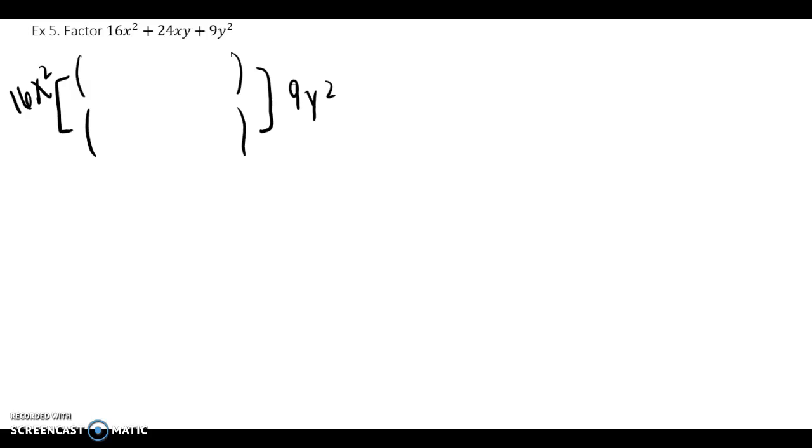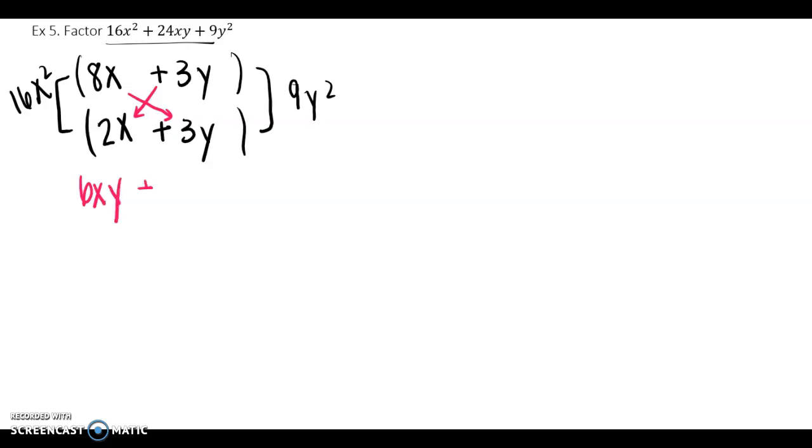So two numbers that multiply out to 16 are 8 and 2. And two numbers that multiply out to 9y squared are plus 3y plus 3y. Notice I'm not even going to try any negatives because there are no negatives in the function. So next thing is we're going to multiply the diagonals. So we get 6xy over here plus 24xy. So that is not what we want because we want 24xy.